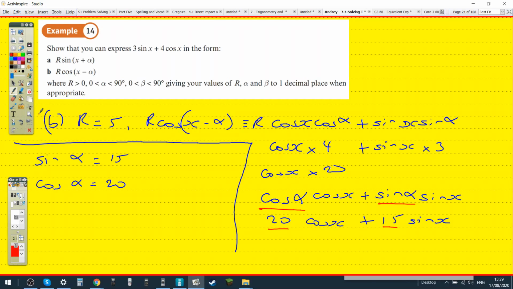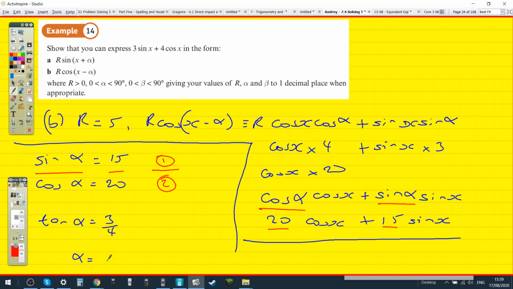So this is where I need to do tan alpha. 3 over 4. Yeah. And then alpha will be equal to 36.9 degrees. And so 3 sine x plus 4 cos x. What is another way to write that in the form r cos x minus alpha?